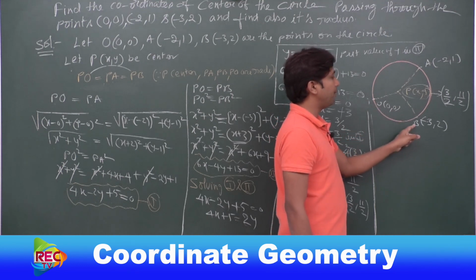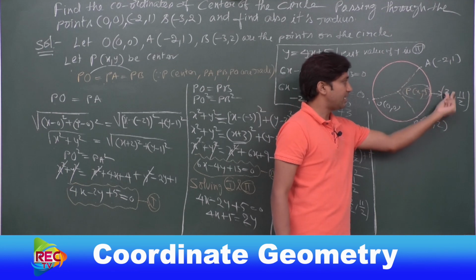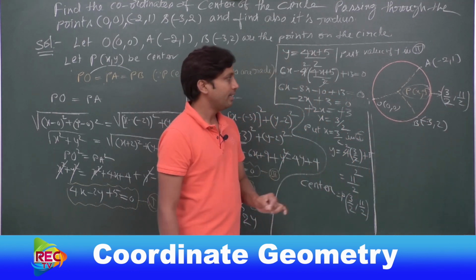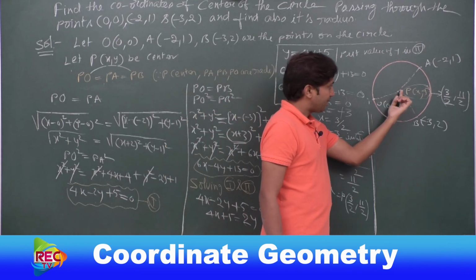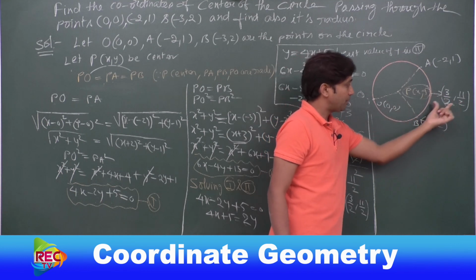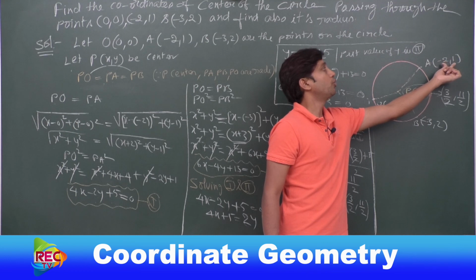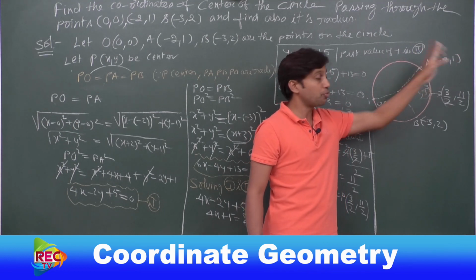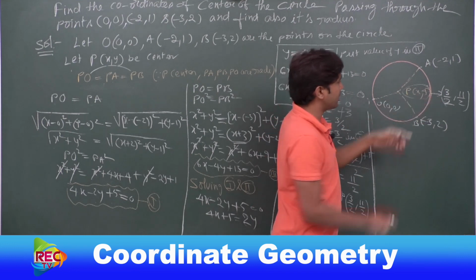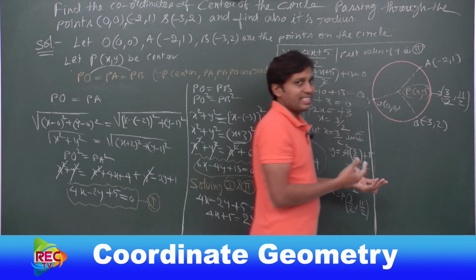O (0, 0), B (-3, -2), A (-2, 1), and this is the center, which is (3/2, 11/2). Okay. Now let me suggest that the distance between P (3/2, 11/2) and O (0, 0), or P and B (-3, -2), or P and A (-2, 1), is the same. Distance between P and any one of them, PO or PA or PB, is the same.